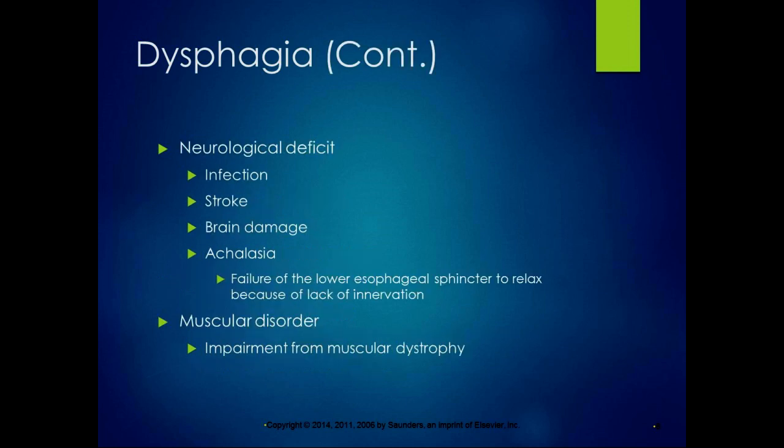So the neurological deficits that can cause dysphagia include infections affecting the nervous system, stroke, brain damage, and failure of the lower esophageal sphincter to relax because of lack of innervation. So that's like a muscular problem. And you can have impairment from muscular dystrophy of the swallowing muscles. The muscles of swallowing are just like our other skeletal muscles, even though they're tied into some different neurological cycles. But you can have the same problems with swallowing muscles that you have with other muscles.